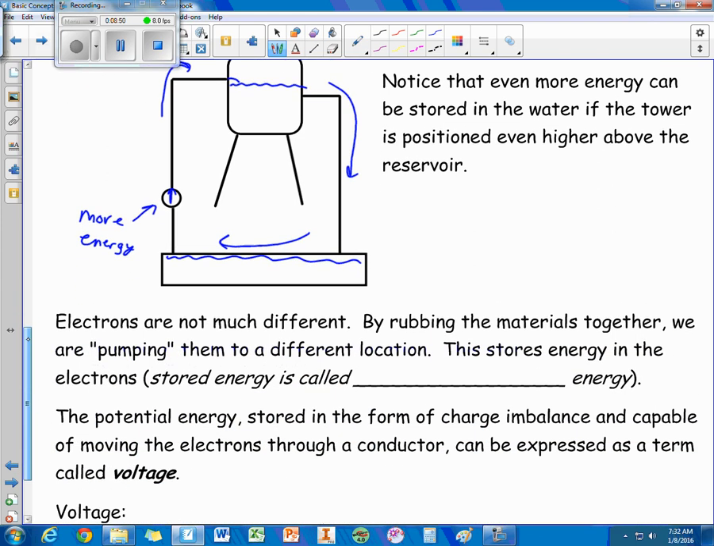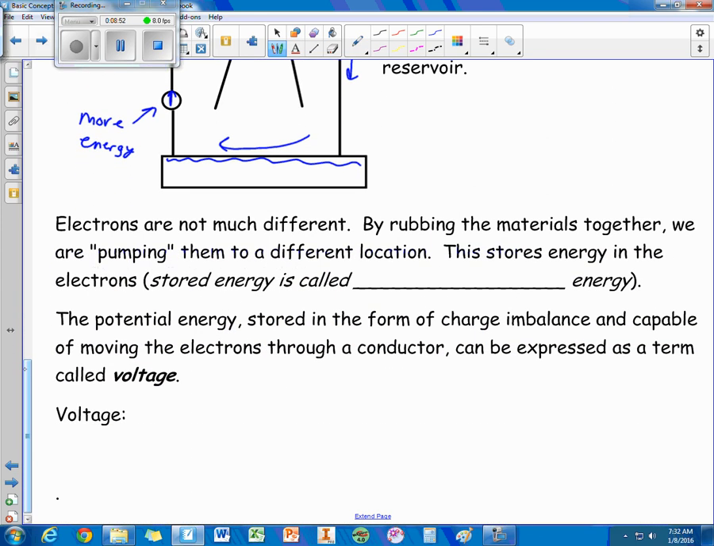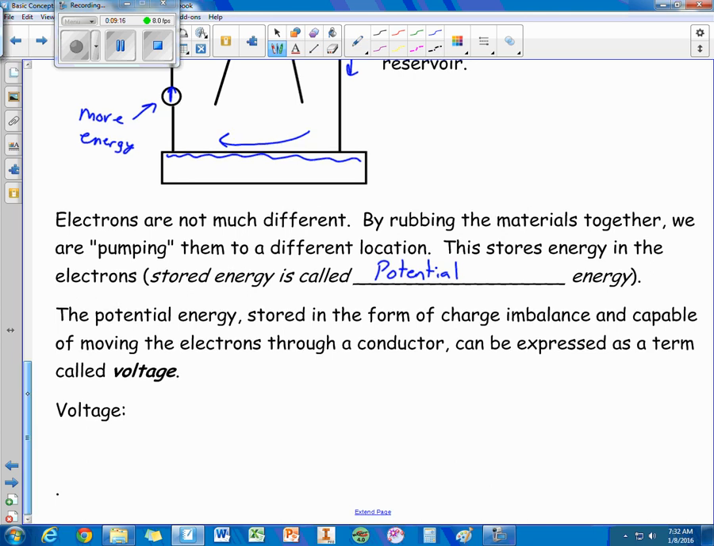Electrons, it turns out, are not much different. By rubbing the materials together, we are pumping the electrons from one location to another. This stores energy in the electrons, and we call stored energy potential energy. So the potential energy stored in the form of a charge imbalance is capable of moving the electrons through a conductor. We express this as the term called voltage.